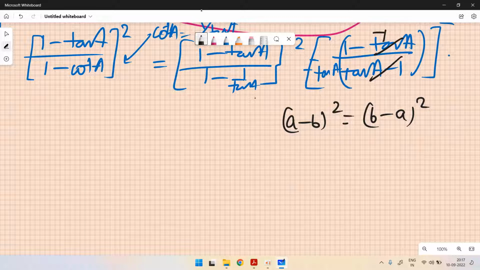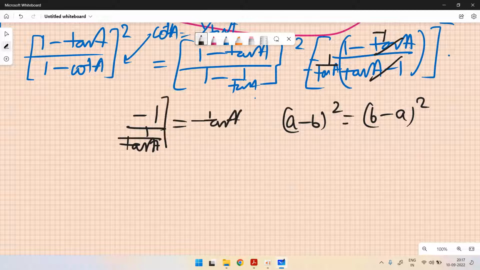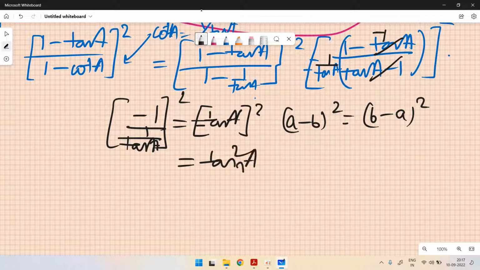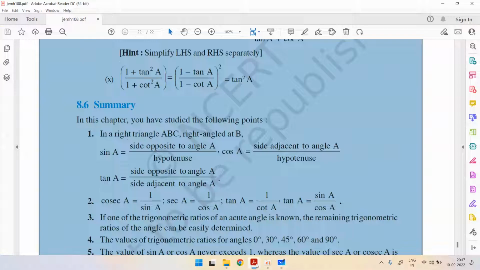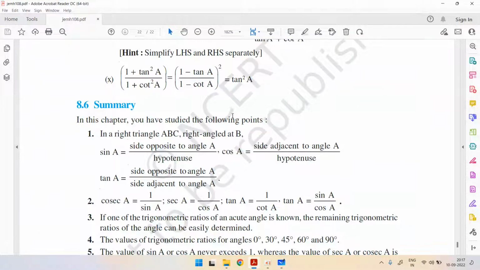This is minus 1 by tan A, sorry, this is 1 over 1 over tan A, which is nothing but minus tan A. This is whole square, the whole square of minus tan A, which is nothing but tan square A. Now since I have proved that both the terms, tan A and tan A, are equal, I have solved question number 10.